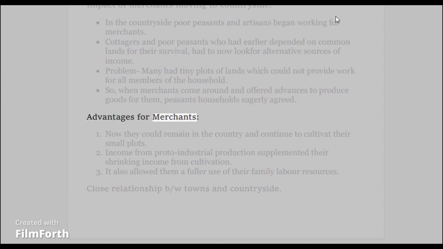Advantages for peasants: 1. Now they could remain in the country and continue to cultivate their small plots. 2. Income from proto-industrial production supplemented their shrinking income from cultivation. 3. It also allowed them a fuller use of their family labor resources. Close relationship between towns and countryside.